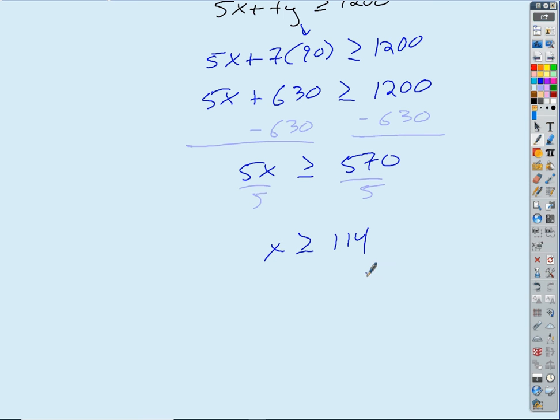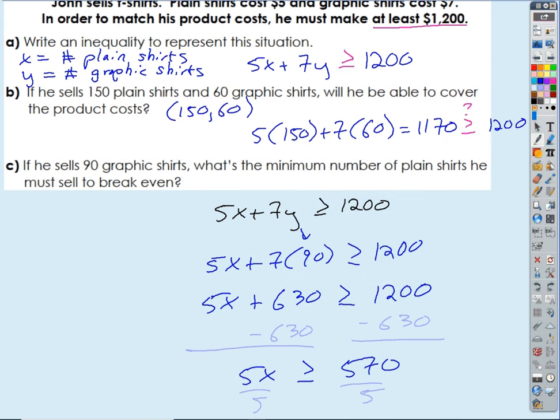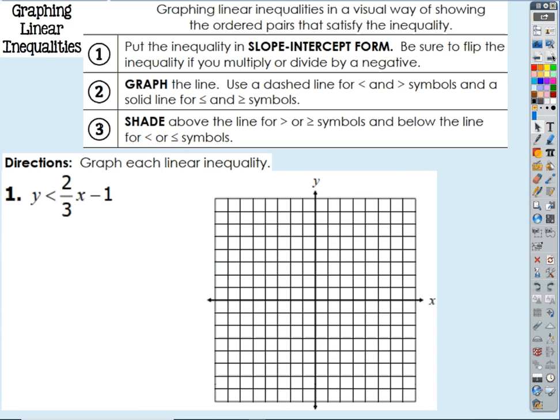Okay, so what does that mean? X is greater than or equal to 114. That's what x has to be, the minimum amount. Good, it has to be at least 114, doesn't it? He could sell more plain shirts than that, but he's got to sell at least 114 shirts to break even if he's selling 90 graphic shirts, right? Make sense?